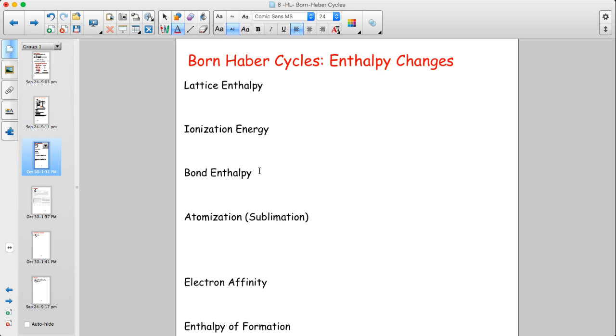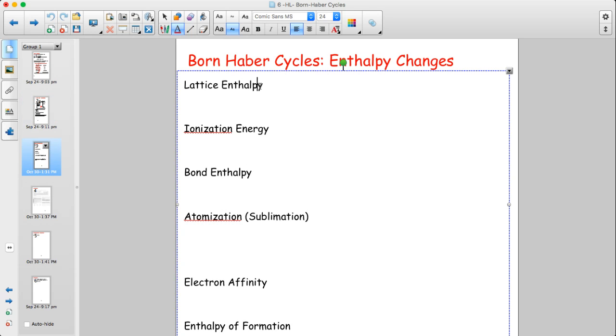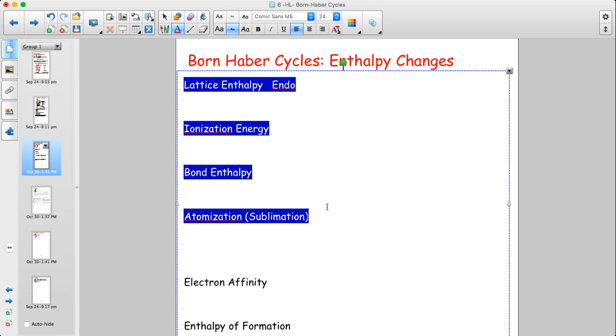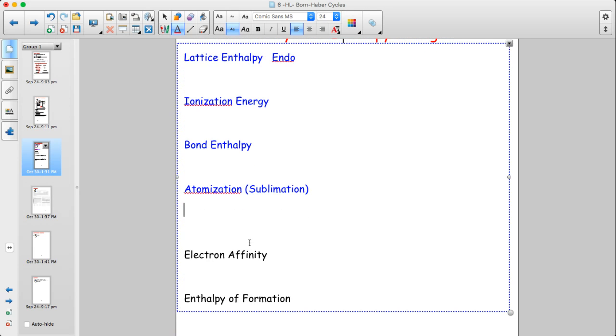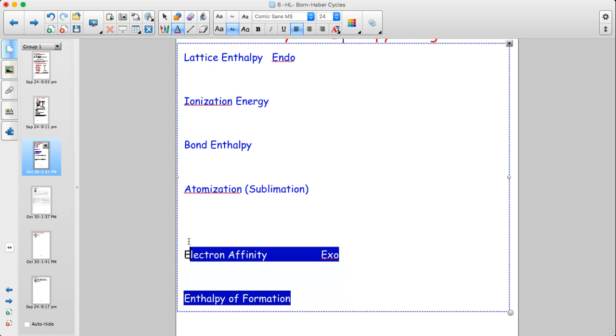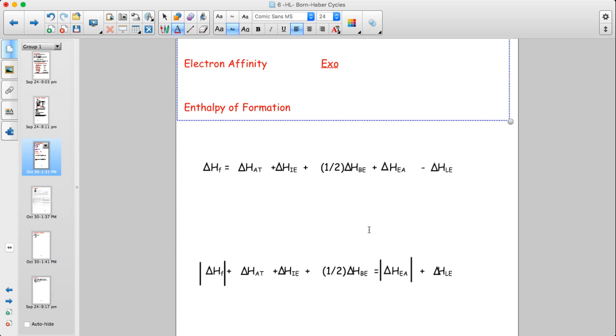So these are the enthalpy changes that are involved. Again, if we want to summarize, technically we've got endo, and actually these first four are all endothermic. So I will make them blue, thinking about them being cold. And these ones are exothermic, so we'll make them red. Just a way to summarize.